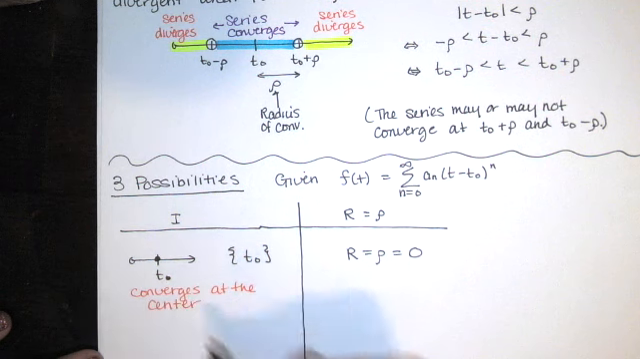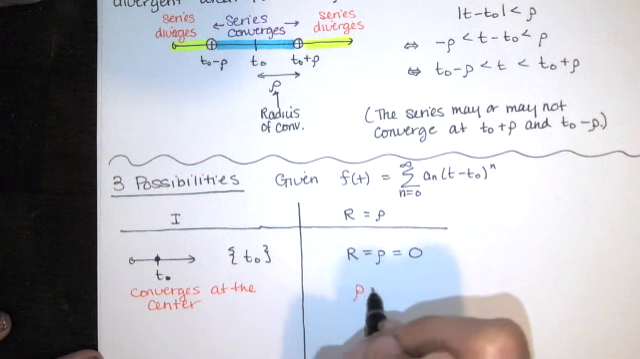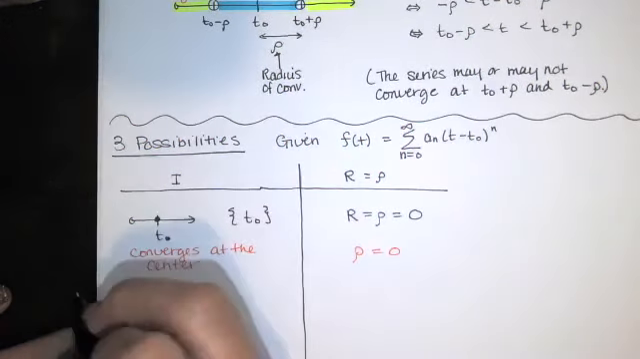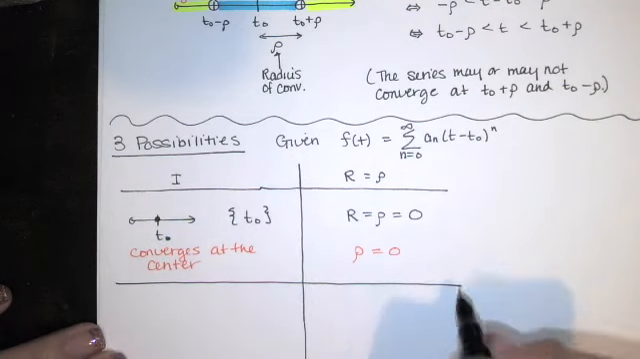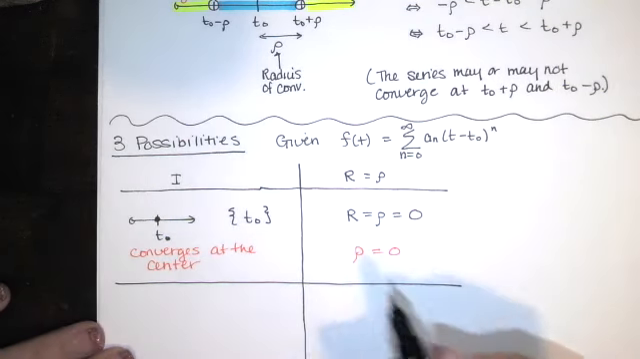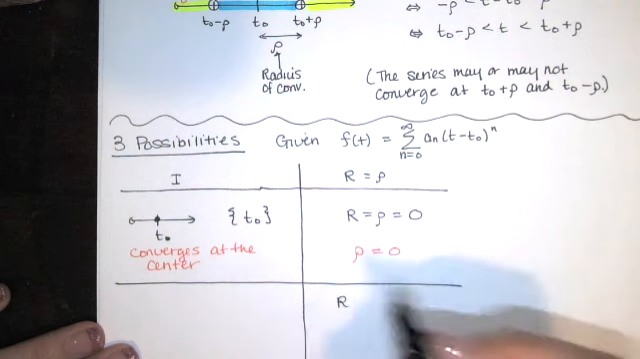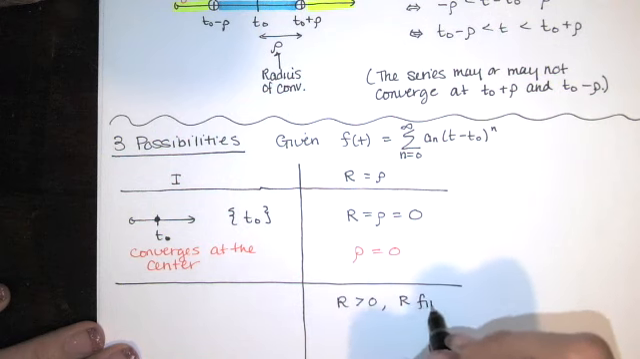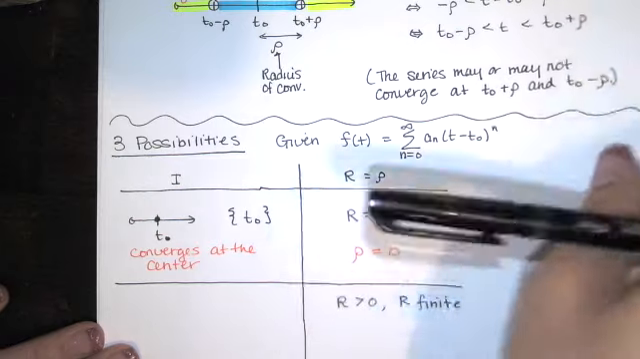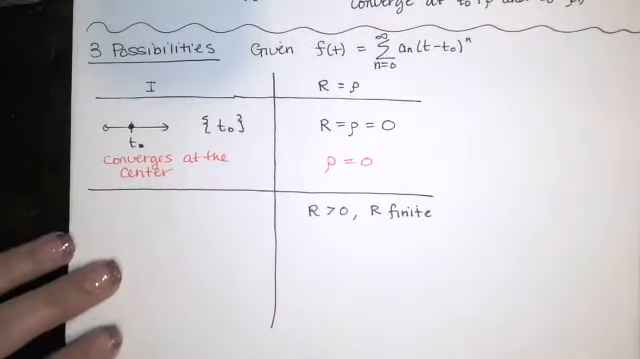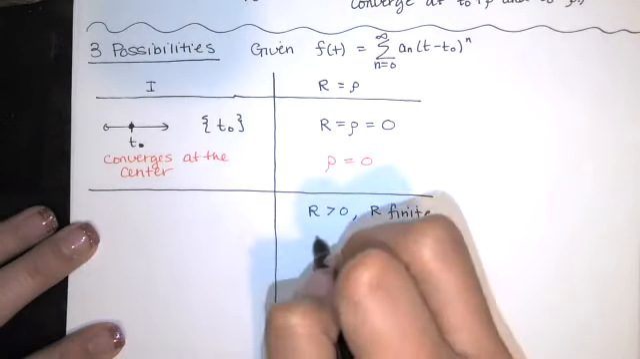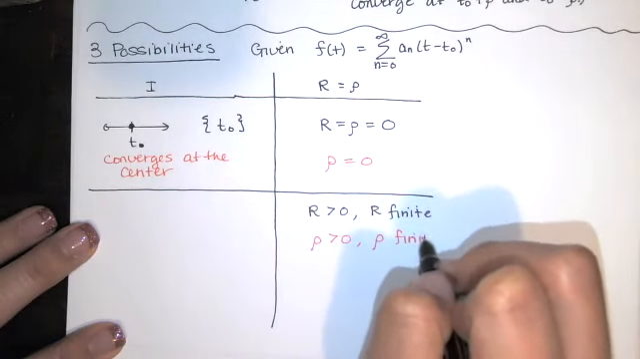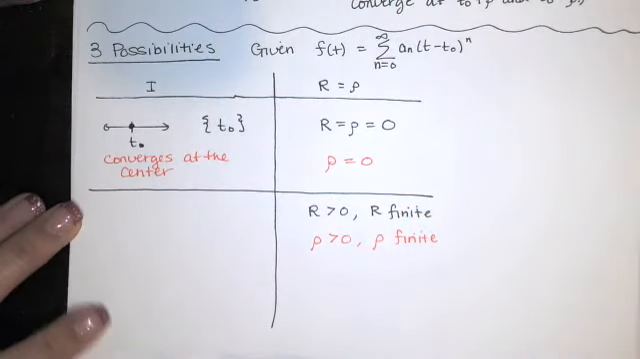So our power series converges at the center only. In that case, rho is equal to 0, or r is equal to 0. The other possibility is that r is a finite number, r is greater than 0 and r is finite. Oh, I keep shifting back to r because I'm used to it from teaching calculus. Just another notation for exactly the same thing.